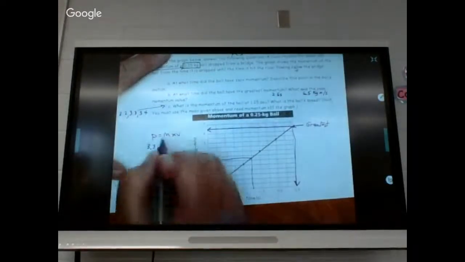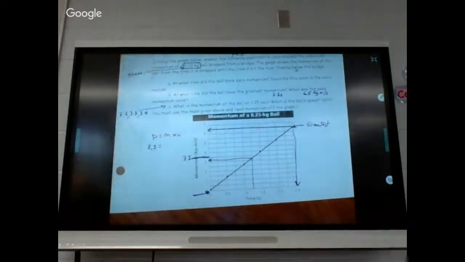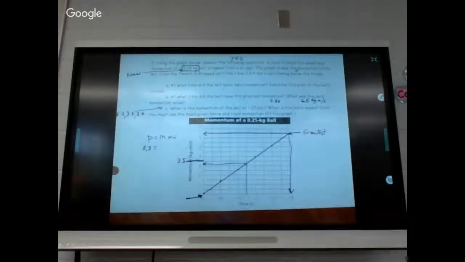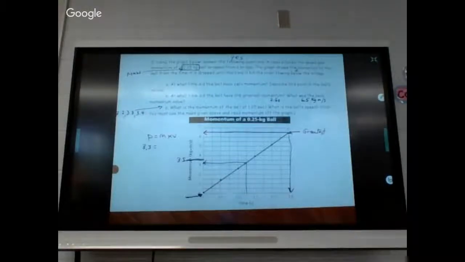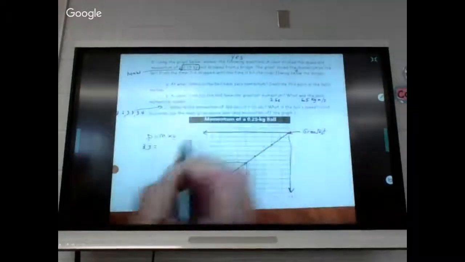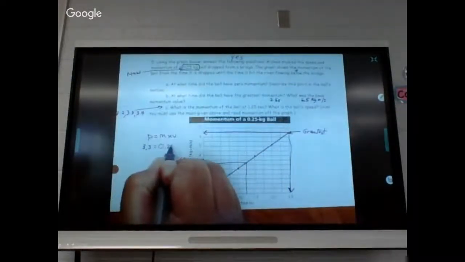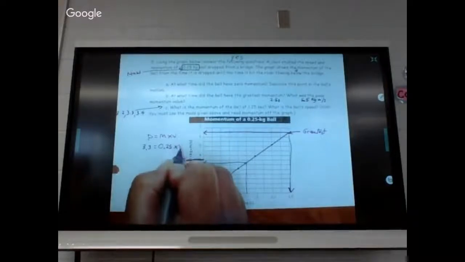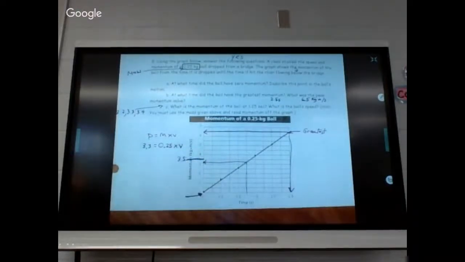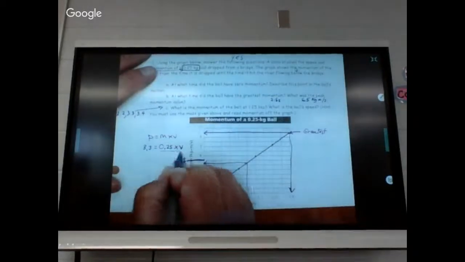Okay? Equals, what was the mass? What was the mass? What do we say? This is the piece that everybody keeps missing. I boxed it in. 0.25. And then times velocity. Okay? So, how do I find velocity? You're going to divide. Dividing.